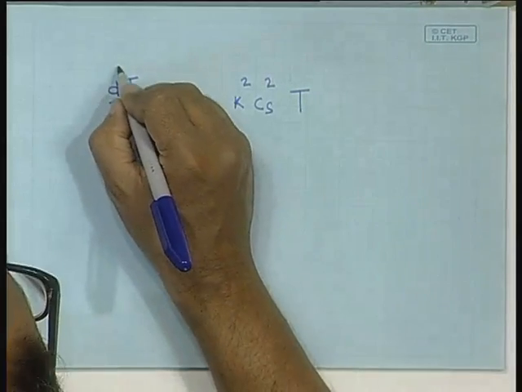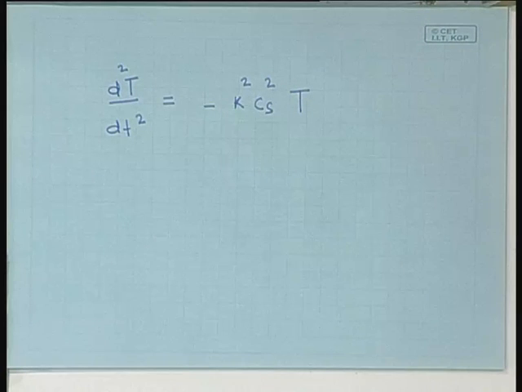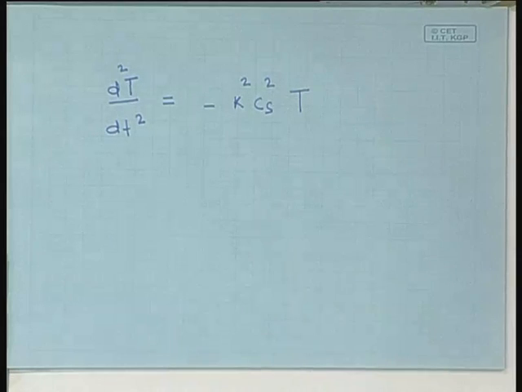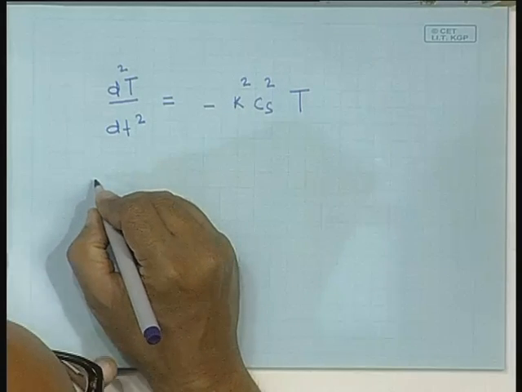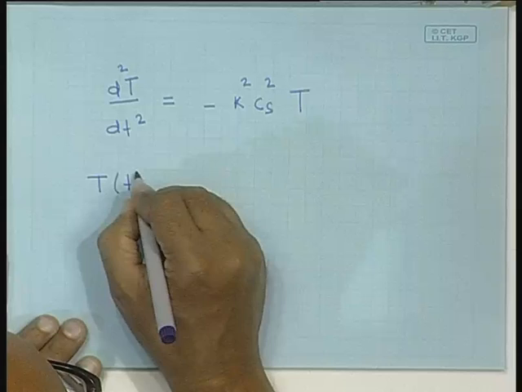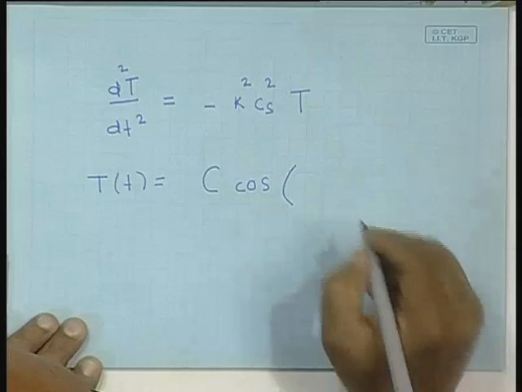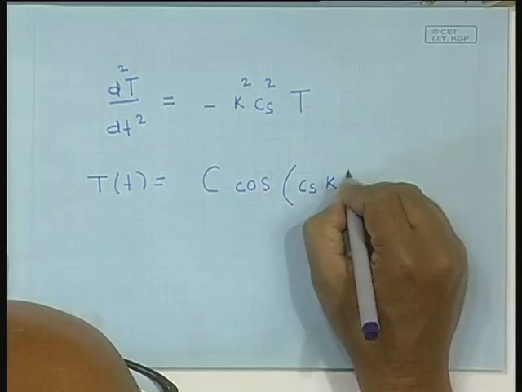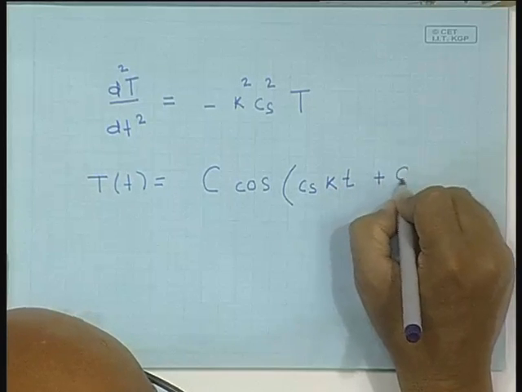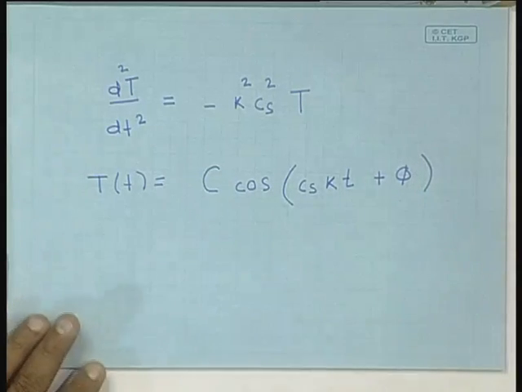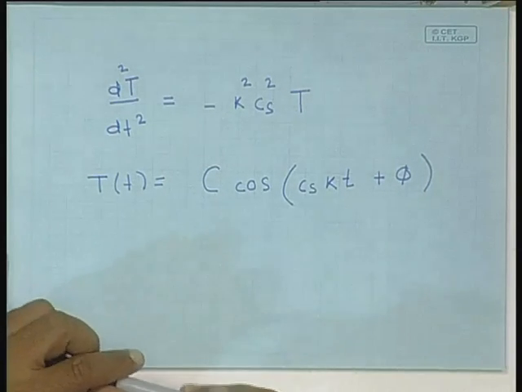Again we find that the time dependent part of xi also satisfies exactly the same equation as the simple harmonic oscillator. This too is a simple harmonic oscillator equation, and the solution for this is again well known. So we can straight away write down the solution. It is of this form, a constant into cos of Cs into k into t plus some phase phi. The phase phi and the constant c will be determined by the initial conditions of the vibration.